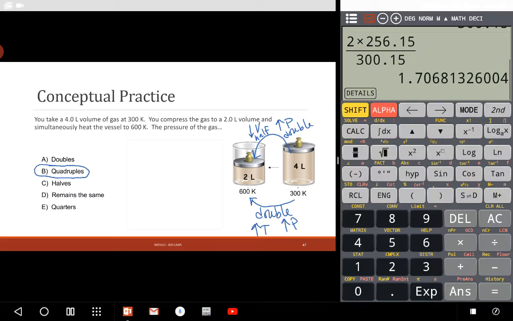You can also solve this problem mathematically by inserting the numbers given and solving for P2. P2 is going to be equal to 4 times P1, and so that means that your final pressure is going to be 4 times P1, which is quadruple of P1.